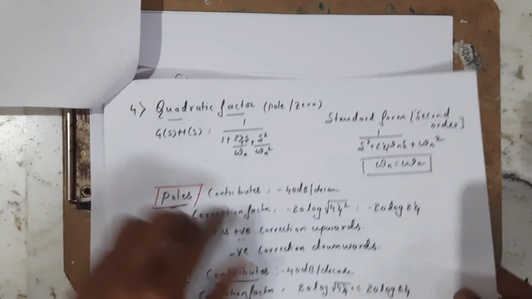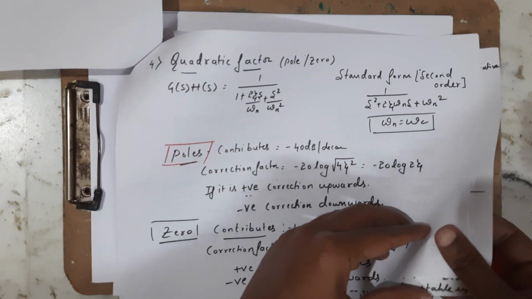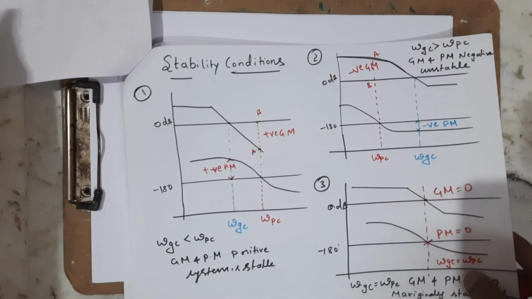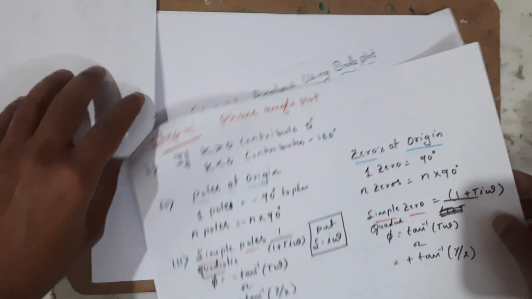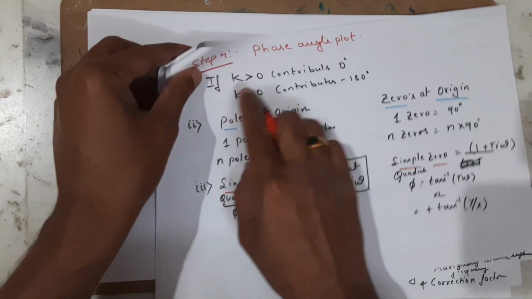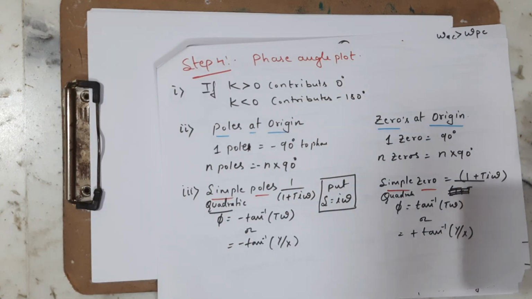Okay, so if you have quadratic factors and all, it will come in the next problem. So let us see. Step number 4 is to draw the phase angle plot. For this we are going to prepare a table. What is the table?